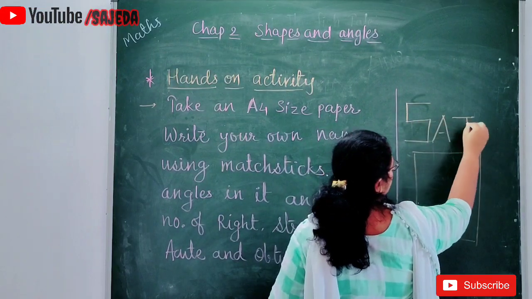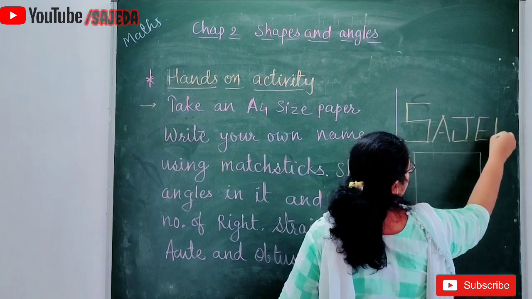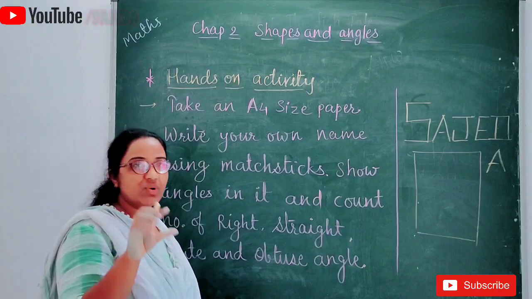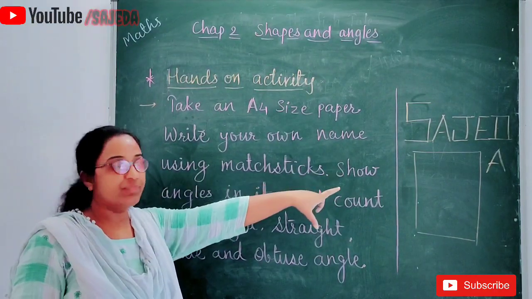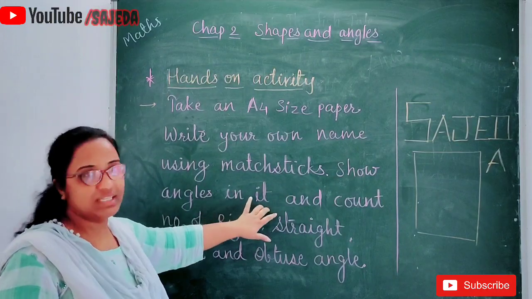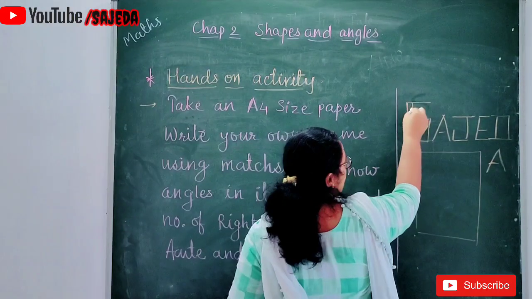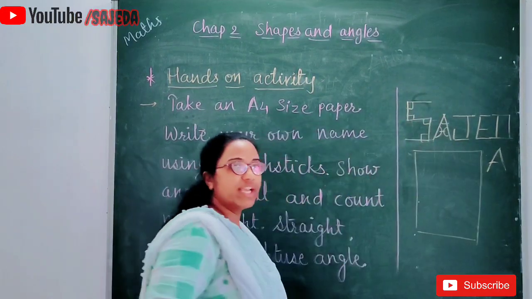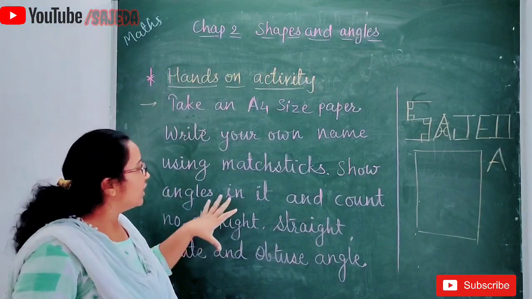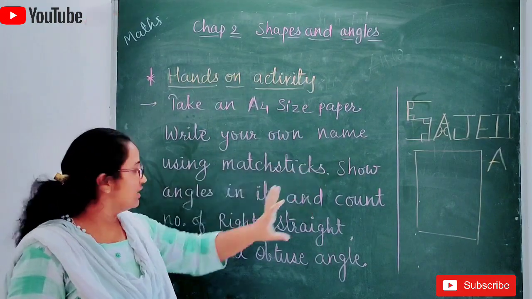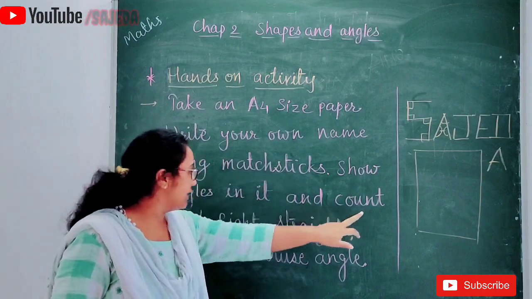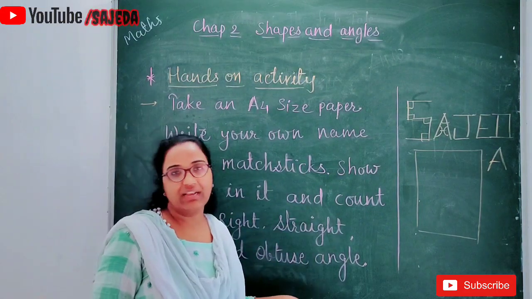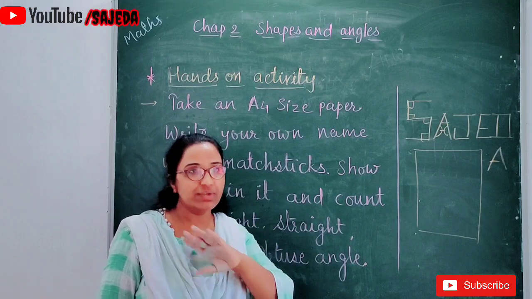S A J E D A. You have to paste those matchsticks on the paper and write your name. Then show angles in it. After writing your name, show your angles as per your choice. Suppose you want to show here 2 straight angles and 1 acute angle. It depends upon you. After pasting matchsticks, you have to show angles in it, and lastly count the number of right angles, straight angles, acute angles, obtuse angles. And this activity is compulsory for all of you.